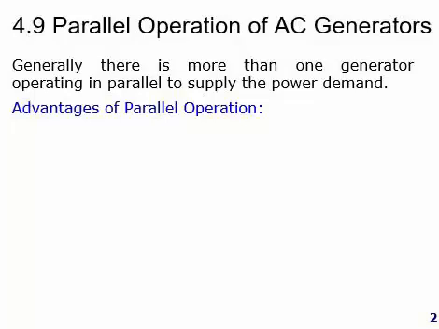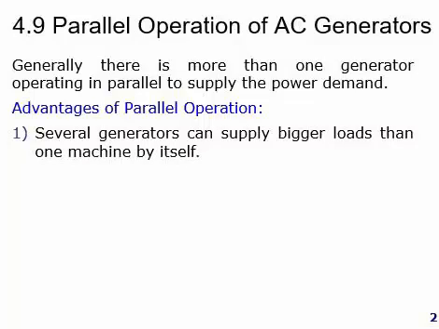But in this case we will see that there are some parallel generators connected with a single generator. So generally there is more than one generator operating in parallel to supply the power demand. Now we see what the advantages of parallel operation are.